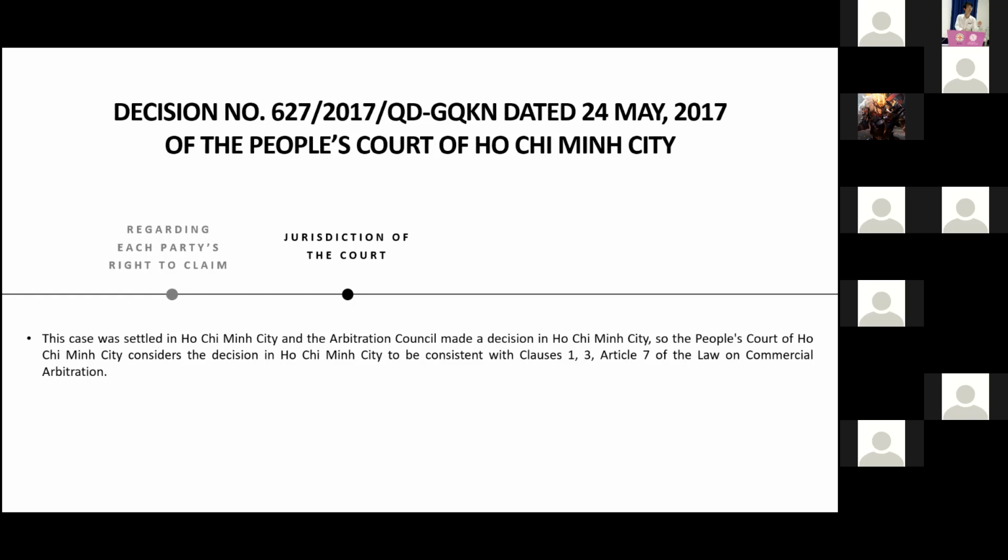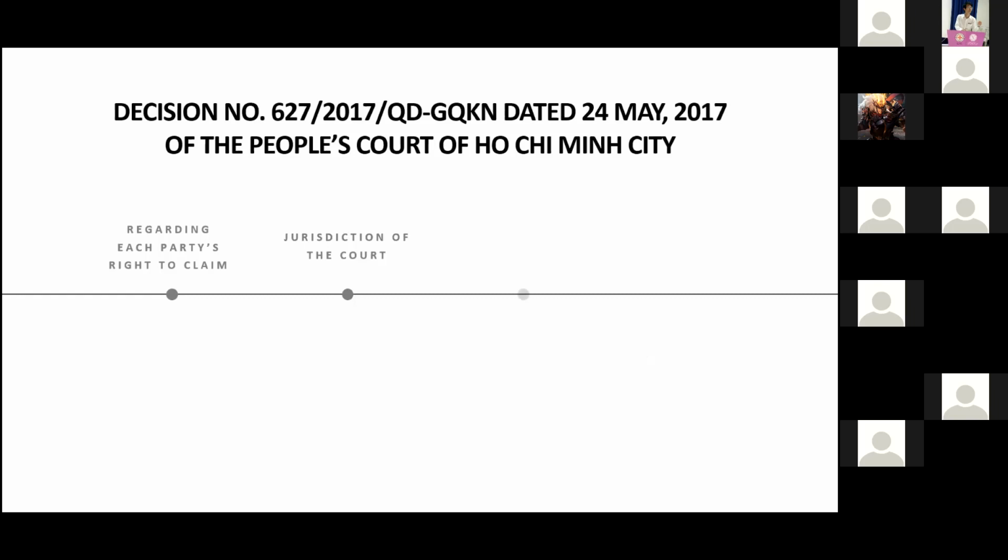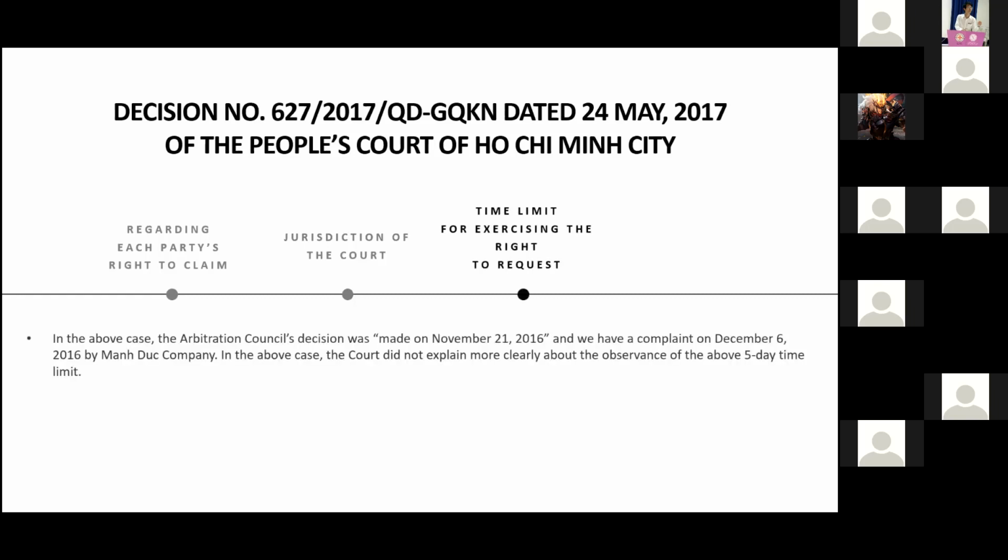Next, the third point, the time limit for exercising the right to request. Due to the requirement of the arbitration procedure to be fast, the time limit for exercising the right to claim is very short, specifically within 5 working days from the date of receipt of the arbitration tribunal decisions. The party has the right to submit an application to the competent court to review the arbitration tribunal decision.